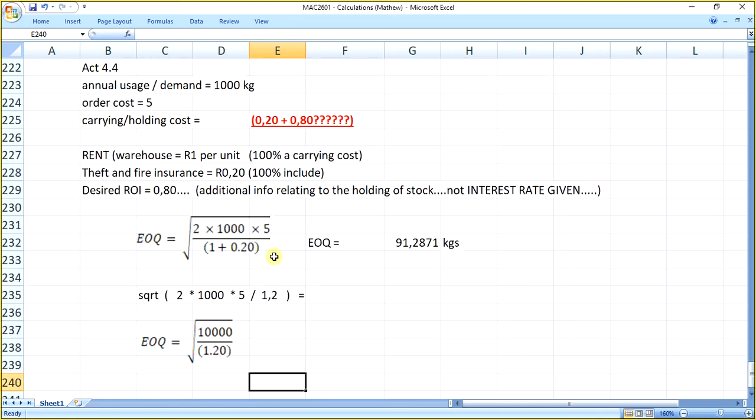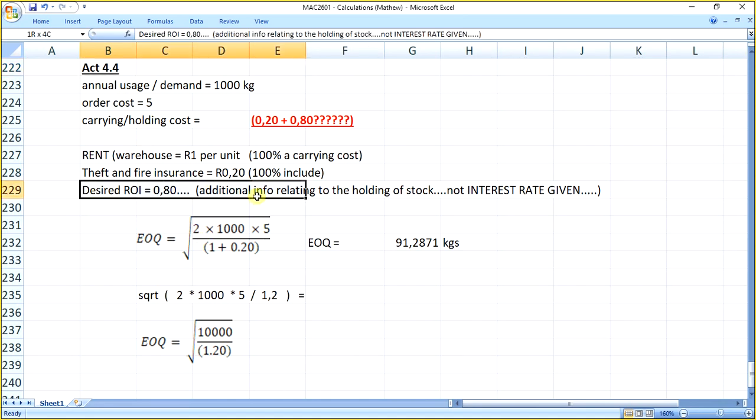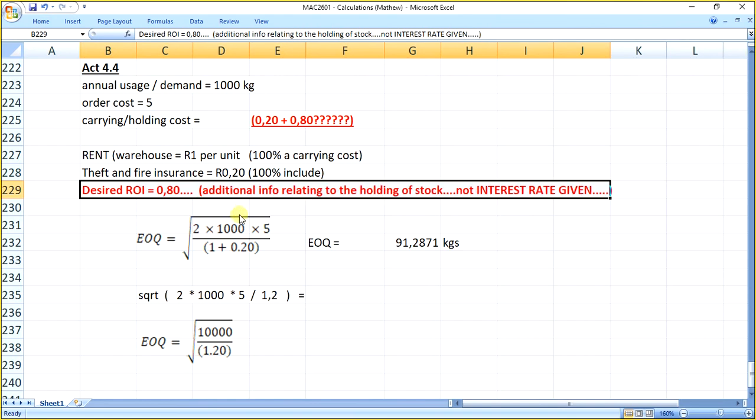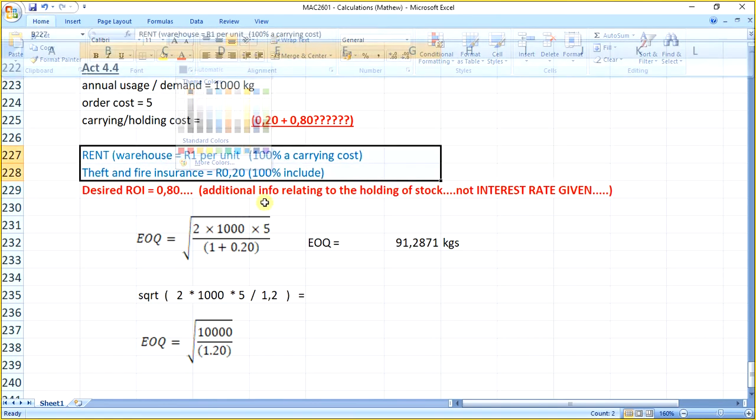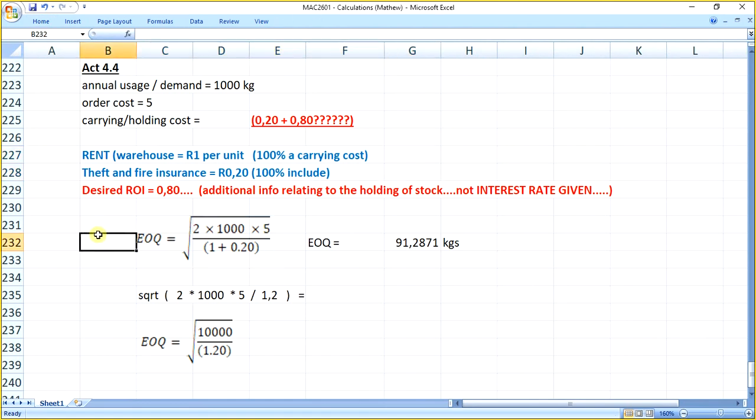So our answer is a bit different to theirs because, as I said, I wouldn't have put this desired return on investment in. I would have changed that in their textbook. I only would have put those 2 in as the carrying costs. Either way, their way with the added, they wouldn't be wrong. But I don't agree with what they've done because the desired return on investment is separate. That's not part of a holding cost. It's just something additional.